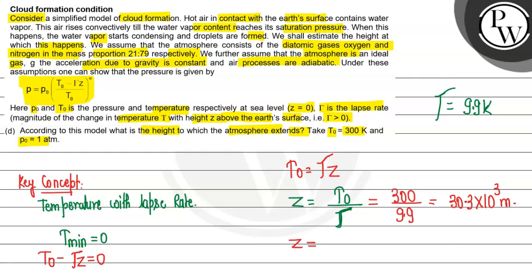So z will be, this is Kelvin per kilometer, right? So this is the answer we get. It means the atmosphere extends to the 30.3 kilometer level. So this is the answer for this question.